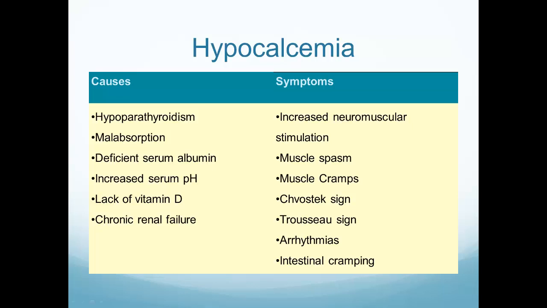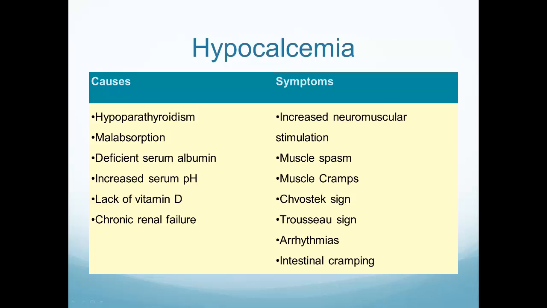You will learn more about these in your health assessment class, but Chvostek sign is a tapping of the facial nerve that is going to cause the eyebrow and the upper lip to twitch if the patient has neuromuscular irritability.